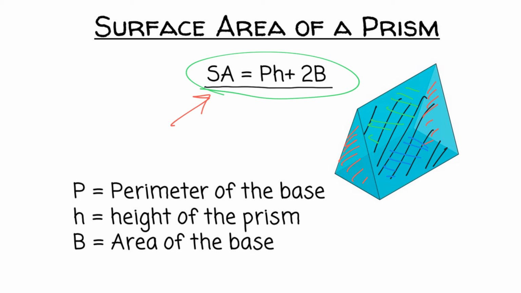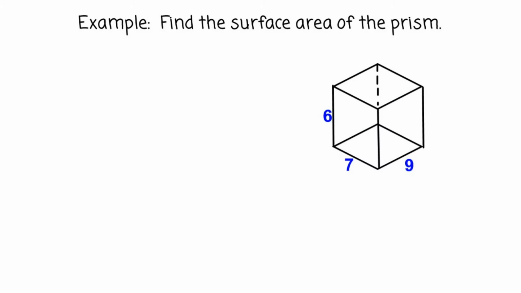All right, so let's look at an example. I want to find the surface area of the prism. So for our purposes, I'm going to call this our base. With a rectangular prism, you have the option. You can move your base around. That's fine. All right, so we know surface area is equal to the perimeter of the base times the height of the prism plus 2 times the area of the base.